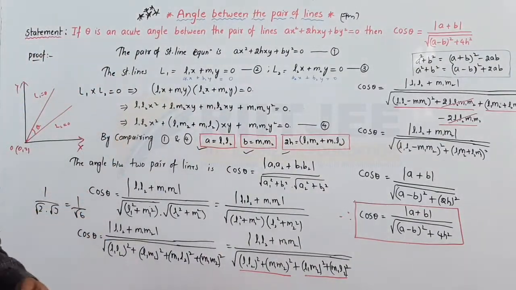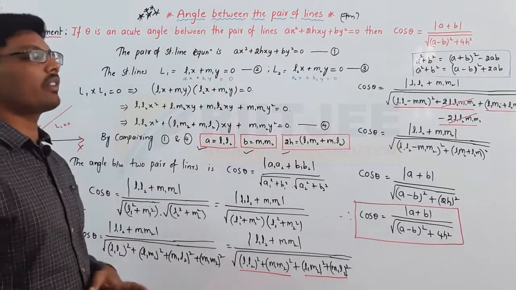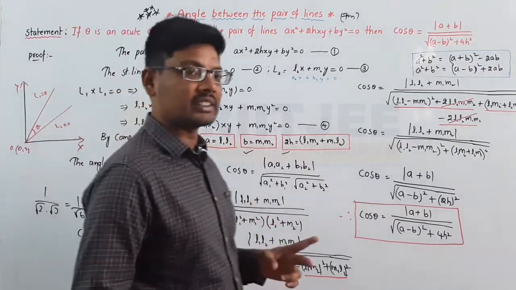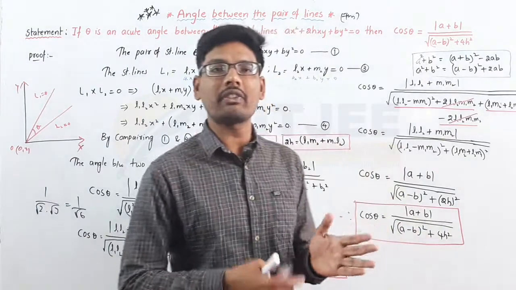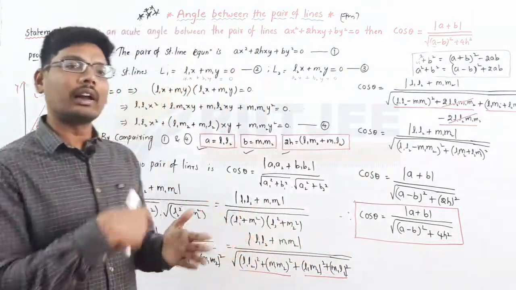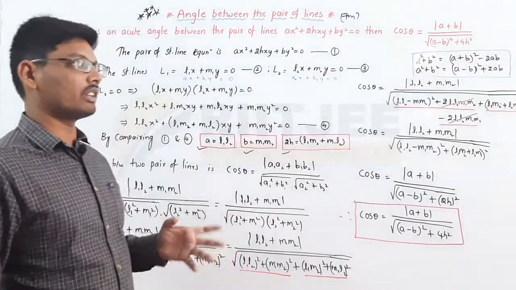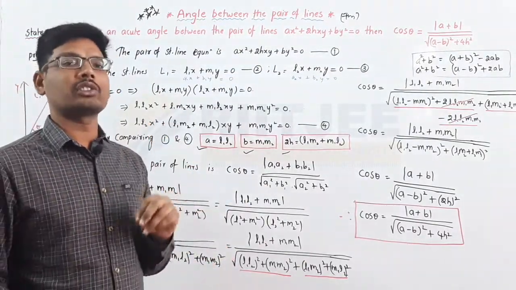So first understand the concept here. The angle between the pair of straight lines he is asking. So generally the angle between two straight lines is cos theta is equal to modulus of A1 A2 plus B1 B2 by under root of A1 square plus B1 square into under root of A2 square plus B2 square. That is the expression for two straight lines only.